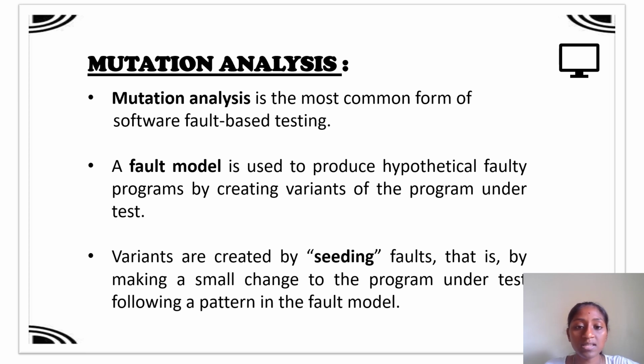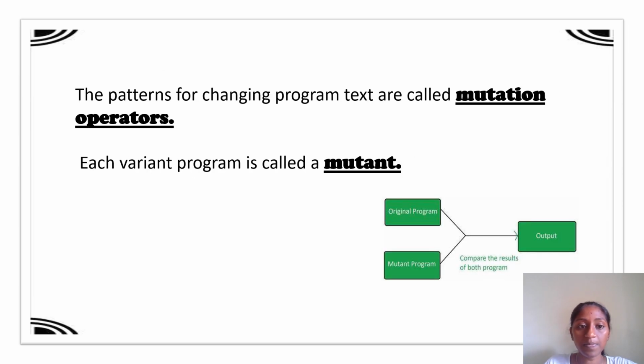A fault model is used to produce hypothetical faulty programs by creating variants of the program under test. Variants are created by seeding faults, that is, by making a small change to a program under test following a pattern in the fault model. The patterns for changing the program text are called mutation operators. Each variant program is called a mutant. The original program and the mutant program are both compared, and the result is the output of both the programs.